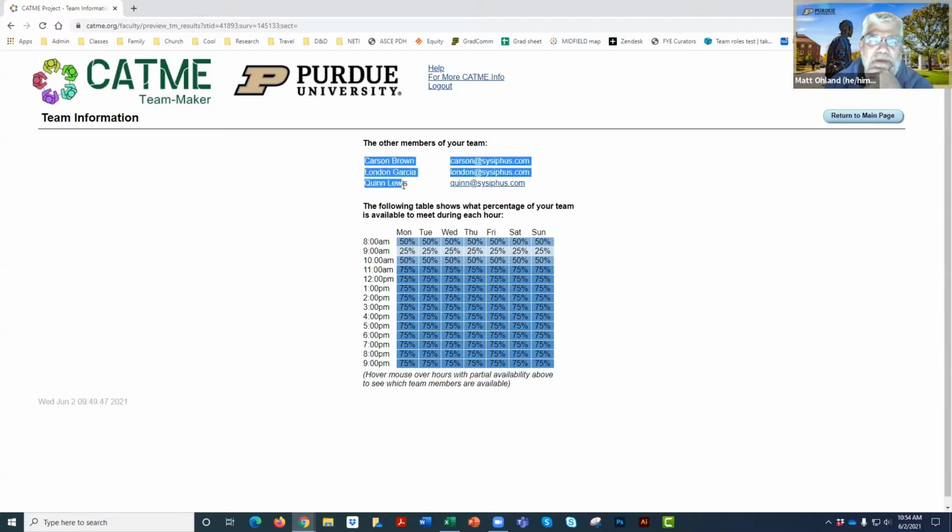It gives them their team members' names and email addresses so they can get in contact immediately, and it shows them a schedule grid. If they hover, they can find out who is available, and therefore who is not available, at any given time.